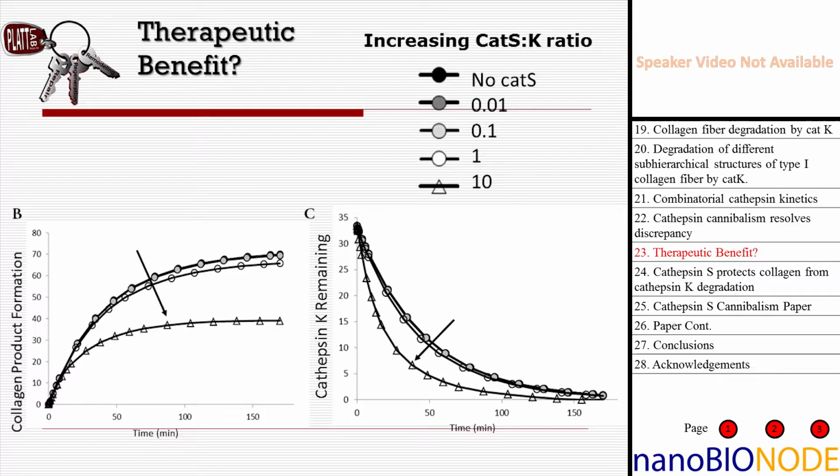But the other question came up, is there some therapeutic benefit? These cathepsin inhibitors have not been working. They've been failing clinical trials. Well, can you use one cathepsin to degrade another therapeutically? Because again, cathepsin S does not degrade collagen very well, as you saw in those images, but K degrades it like gangbusters. But S will eat up K. So if S eats up the K, well, you have all your collagen protected.